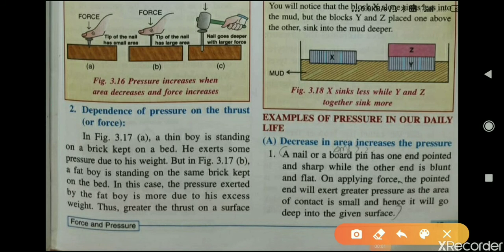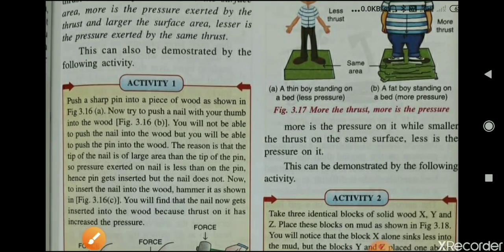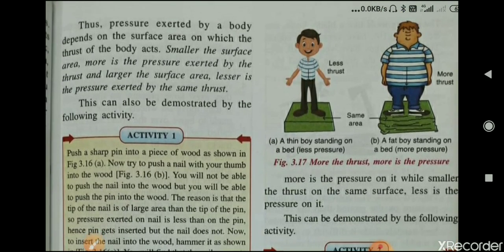Second, dependence of pressure on the thrust or force. In figure 3.17a, a thin boy is standing on a brick kept on a bed. He exerts some pressure due to his weight. But in figure 3.17b, a fat boy is standing on the same brick kept on the bed. In this case, the pressure exerted by the fat boy is more due to his excess weight. Thus, greater the thrust on the surface, more is the pressure on it, while smaller the thrust on the surface, less is the pressure on it.